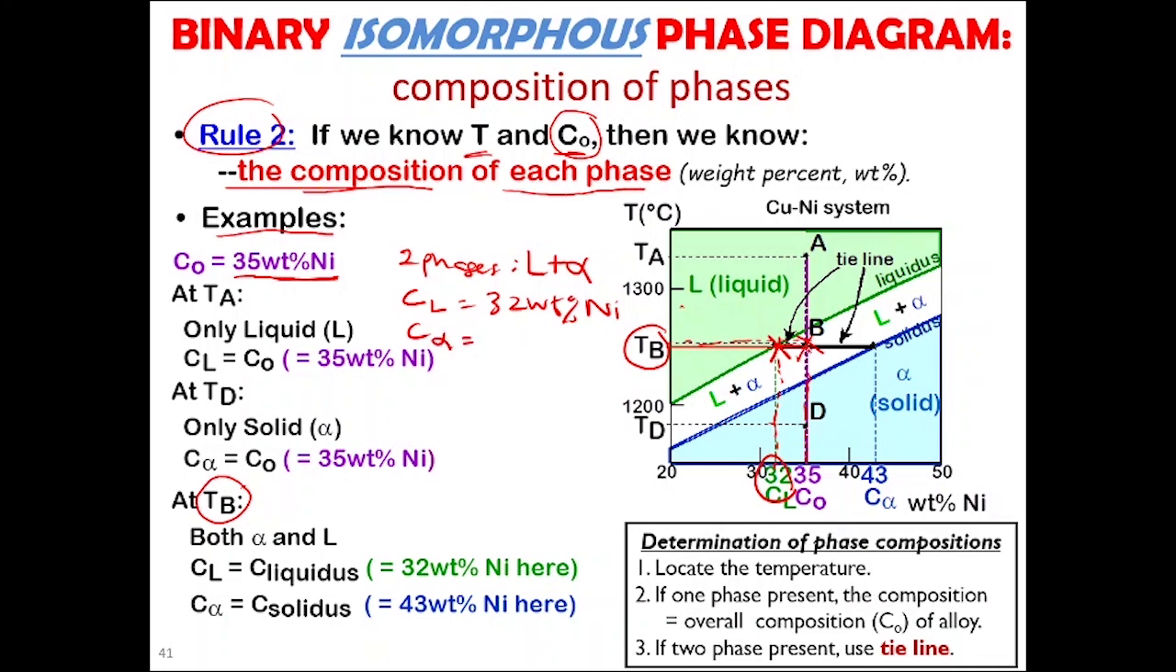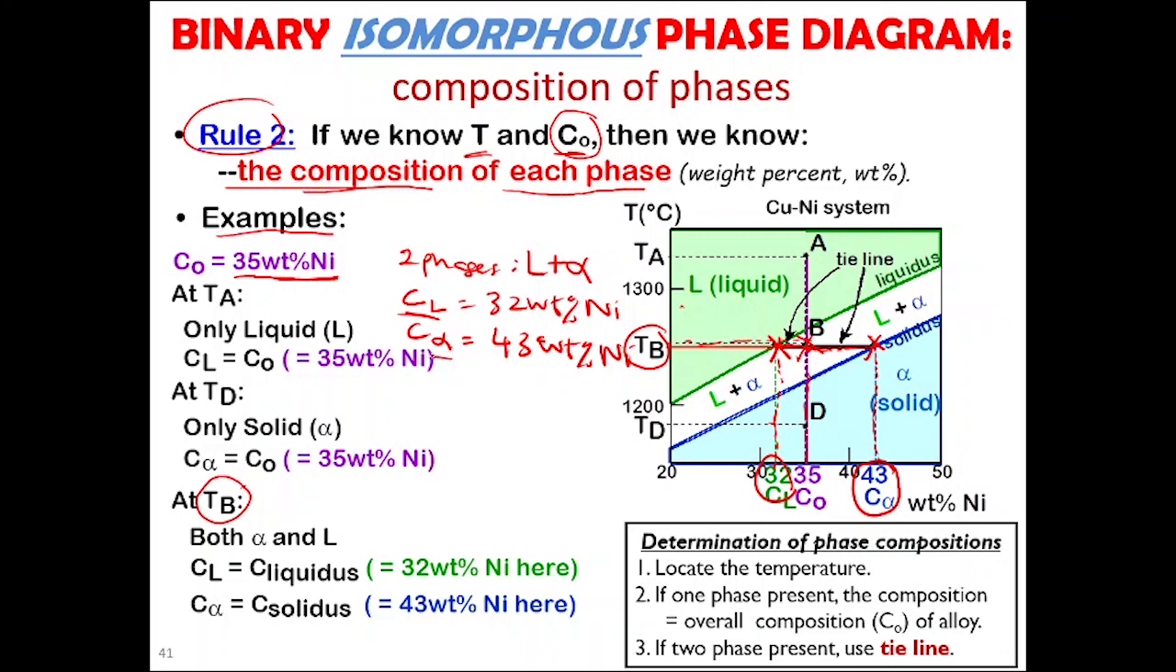From the intersection at point B, we make a straight line until the solidus line over here, and then we draw down the line until x exists, and we take the composition of alpha value for solid. So we get the C alpha is 43% of nickel. Please remember to find the composition of liquid, the straight line must be until liquidus line.